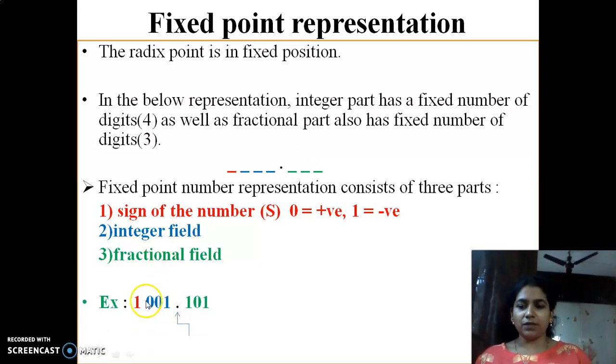So here let us take one example. The number is 1001.101, out of which the MSB is 1, which means the number is negative. 001 is the integer part, the dot is the decimal point, and 101 is the fractional part.